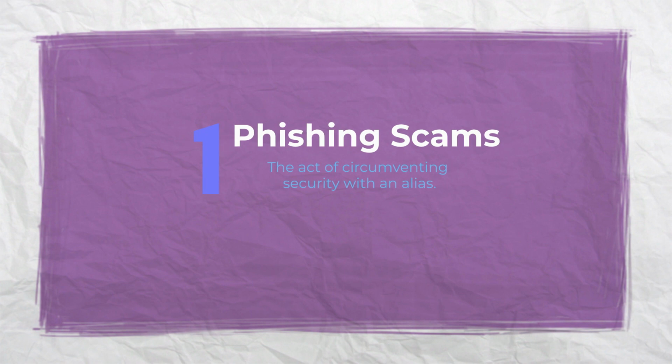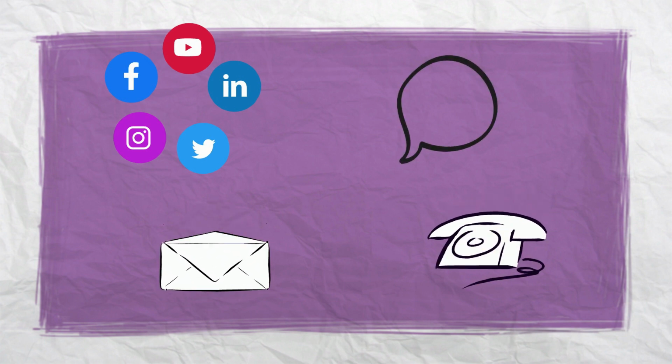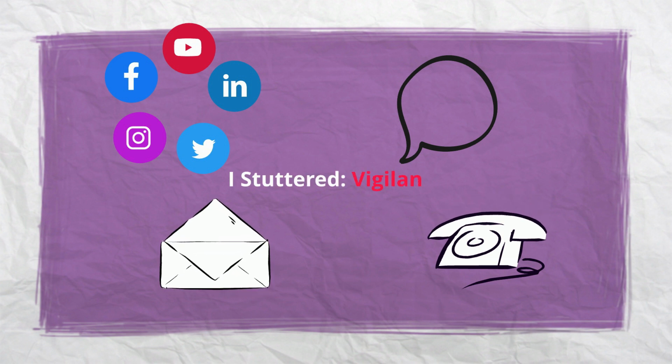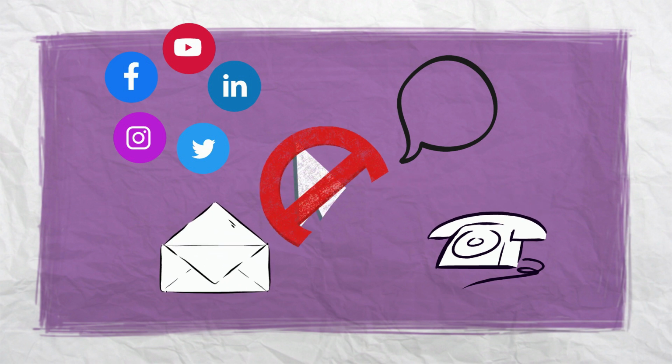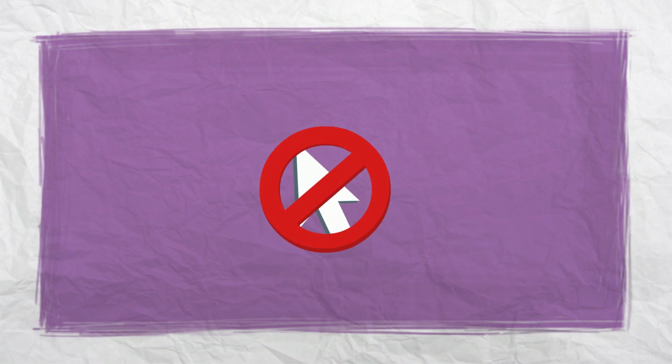Phishing scams are one of the most common ways cybercriminals gain access to your personal information. They can come in the form of emails, text messages, phone calls. They may even use social media to trick you into giving away personal information. It's important to be vigilant and not to click on links or give away personal information to unknown sources.